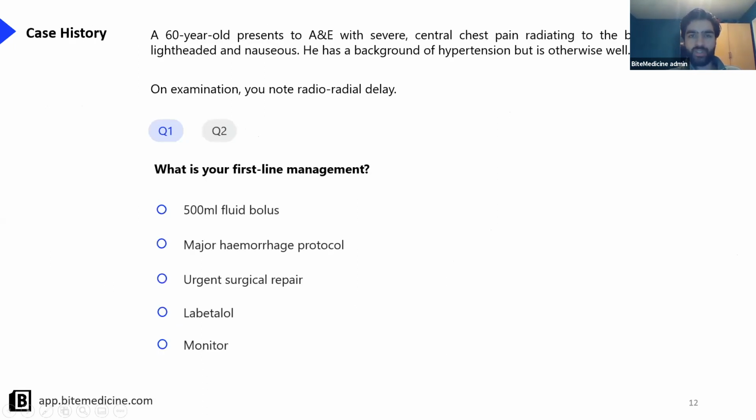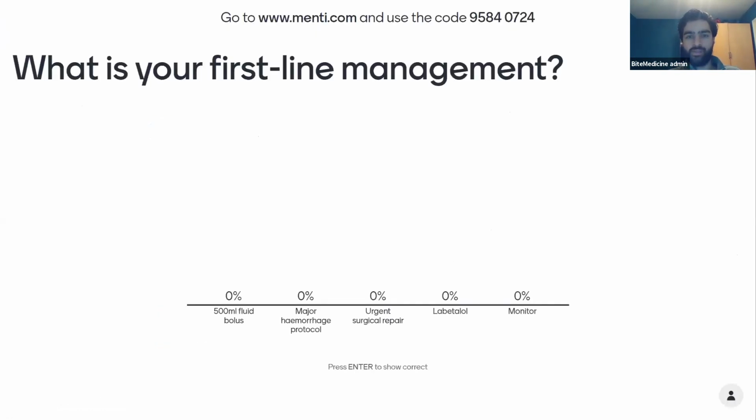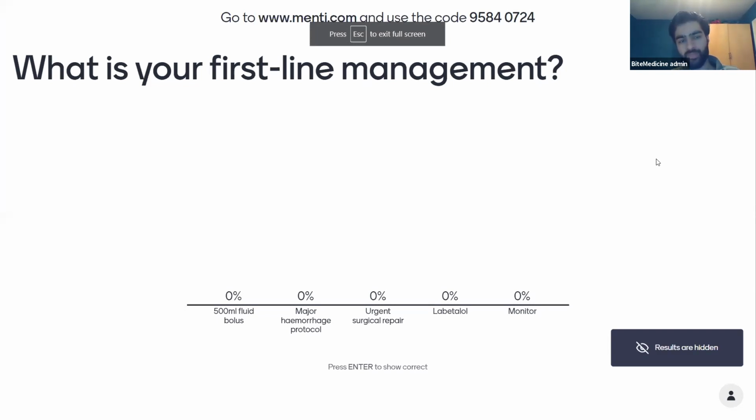So if we turn our attention to Menti. Please don't answer in the chat. So what is your first line management in this patient? 500 mils of fluid, major hemorrhage protocol, urgent surgical repair, labetalol or monitor. Bearing in mind they have an aortic dissection.